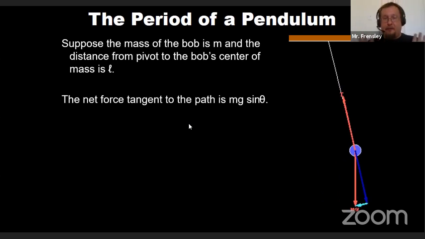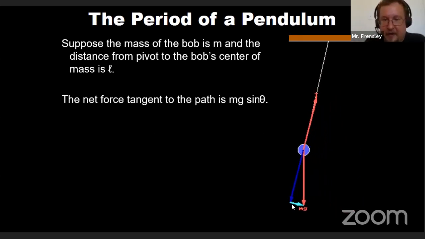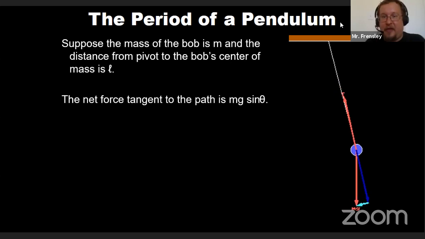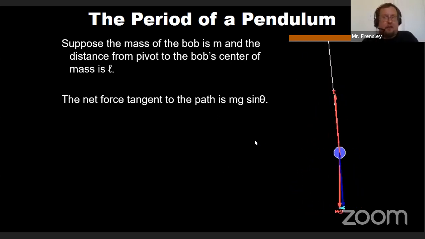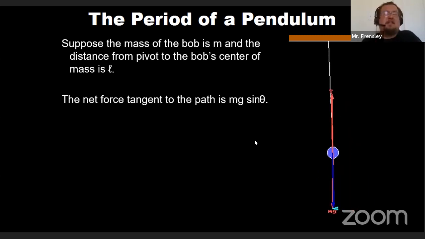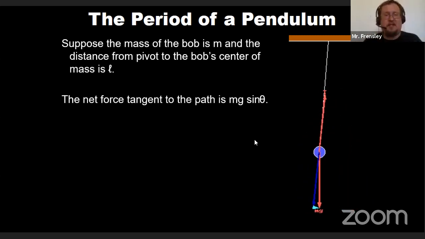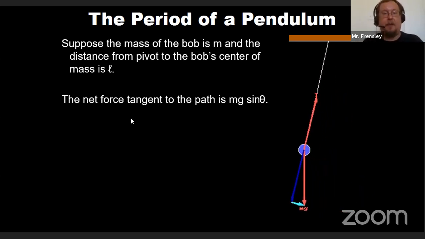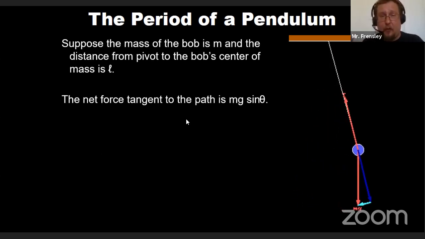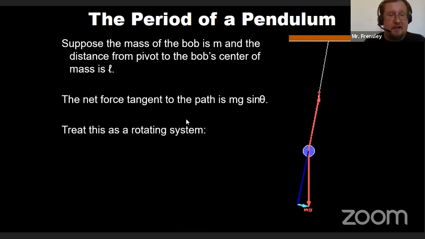Now, the net force is mg sine theta. So when this thing is at theta equals 45, then mg sine 45 is like the downhill force on an incline, right? It's just instead of normal force and mg, it's tension force and mg. It's the same idea. What's the difference between a T and an N anyway? So mg sine theta is the force that's trying to push the bob back to equilibrium.